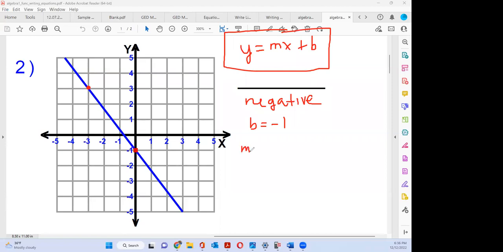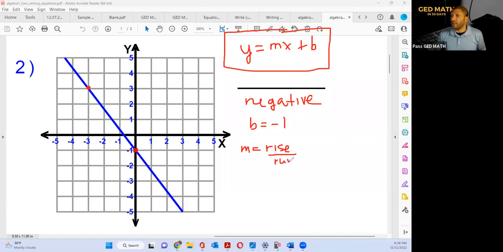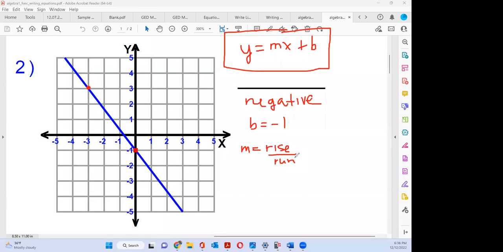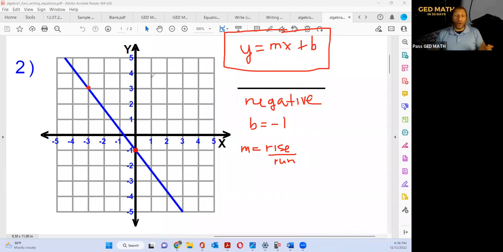Now, once you identify those 2 points, what are we going to use to find the slope? Rise over run. Remember, the words are telling you what direction. Rise is up and down, because if you rise, you're going up. If rise is negative, you're going down. Run is horizontal. You run across the street. So rise is vertical, and run is horizontal.